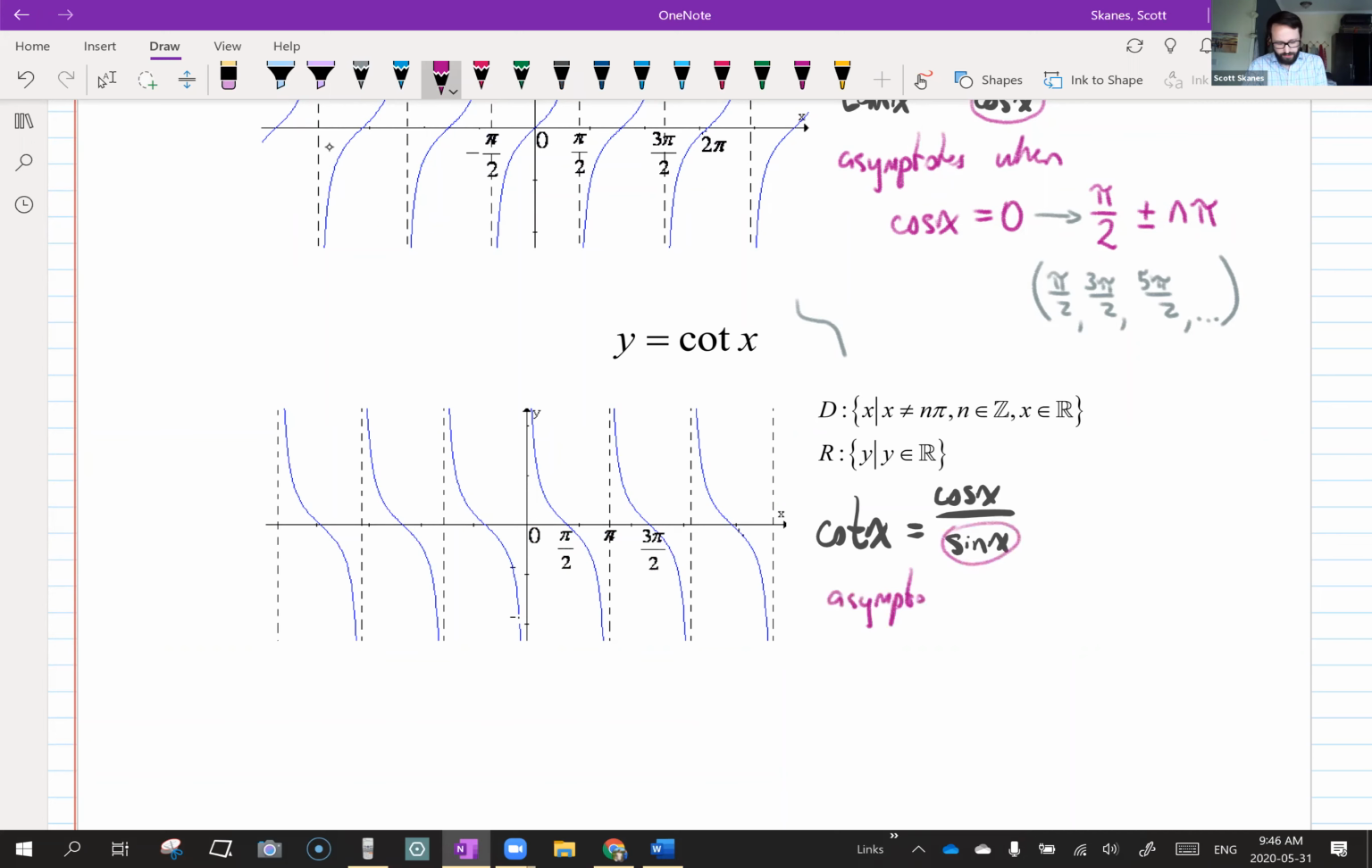Does anyone know when sine is 0? So when sine x equals 0, what values of x will give that? You can experiment on your calculator. You can try putting in 0, put in pi over 2, see what it gives. Or just look at the graph, right? Where are these asymptotes? Which values are we talking about here?